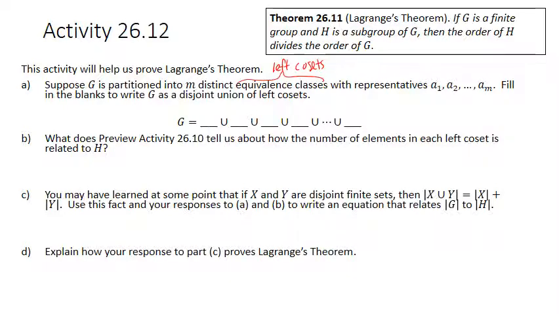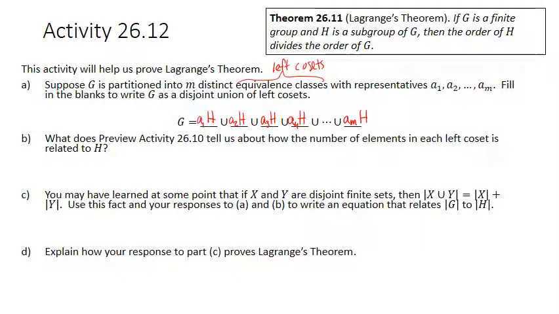So anyway, here what we can do is write G as the union of these cosets, A1H, A2H, A3H, A4H, and dot dot dot, all the way up through AMH.